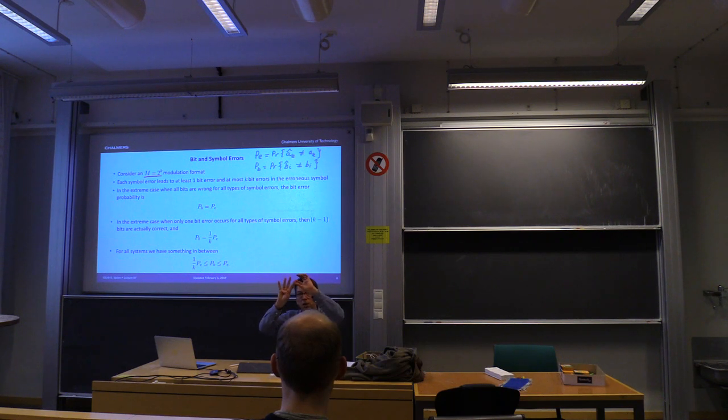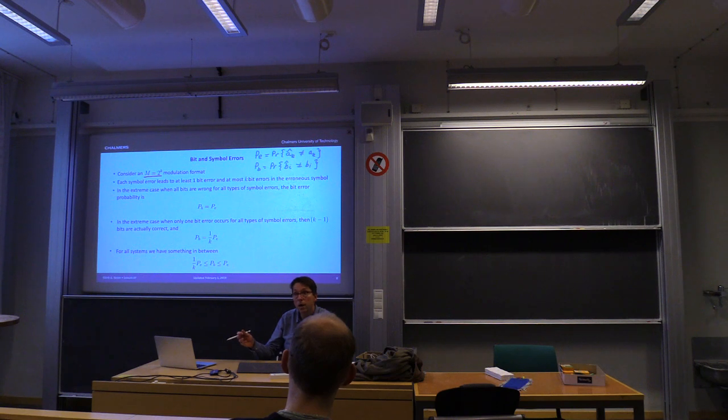But the pattern is wrong if 1 bit is in error, or 2 bits, or 3 bits, or 4 bits are in error. All of these constitute a symbol error, right? So actually, it's a little bit hard to have a direct translation between symbol error and bit error probability for this case, because if we make a symbol error, some of the bits are correct. Okay. So now we can look at the extreme cases.